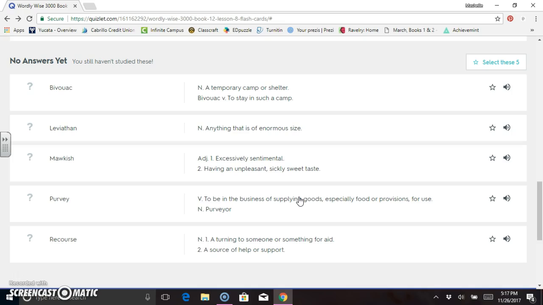Recourse is a noun. It's a turning to someone or something for aid, or it's a source of help or support. So that idea of going to something for help, to get help in the sense of support.